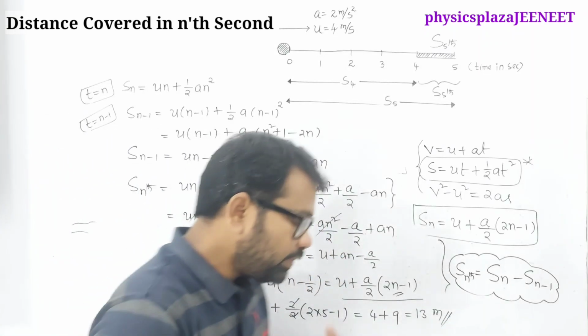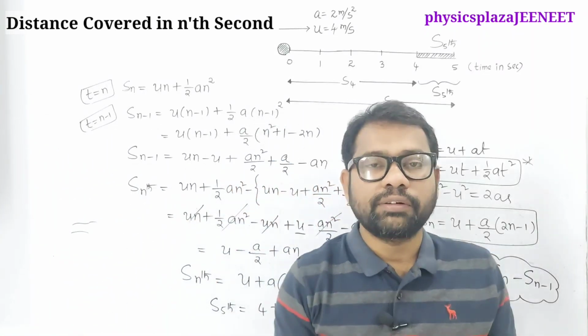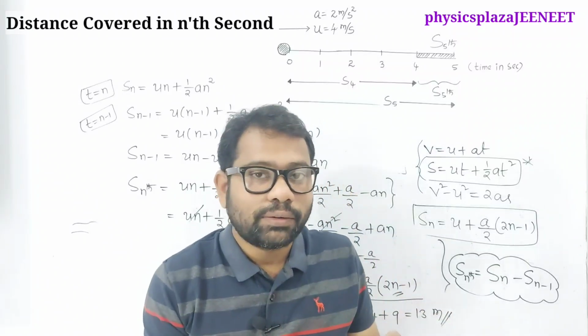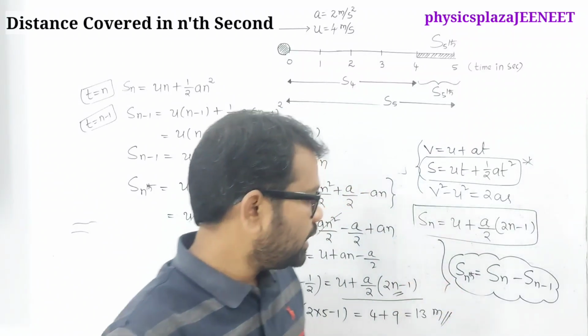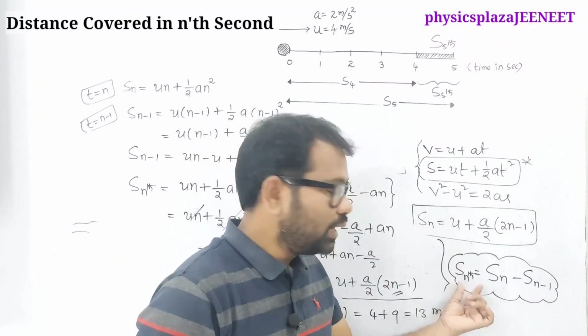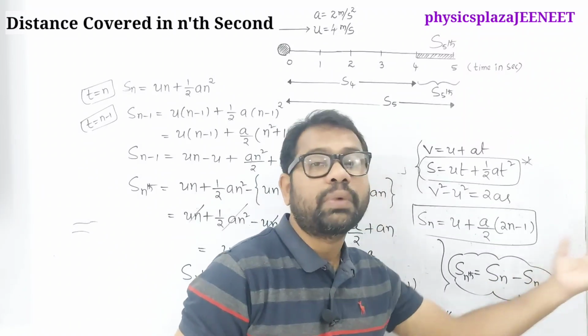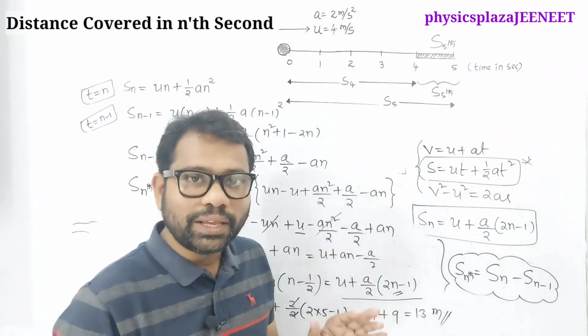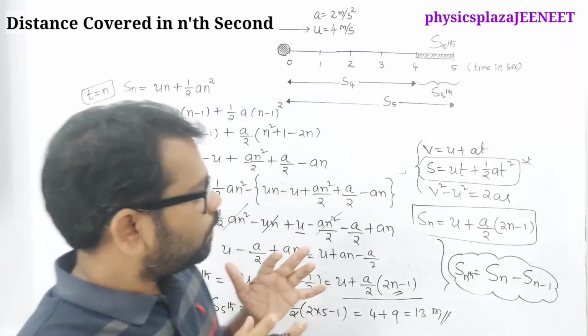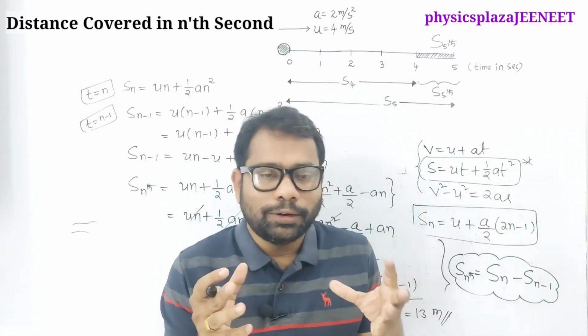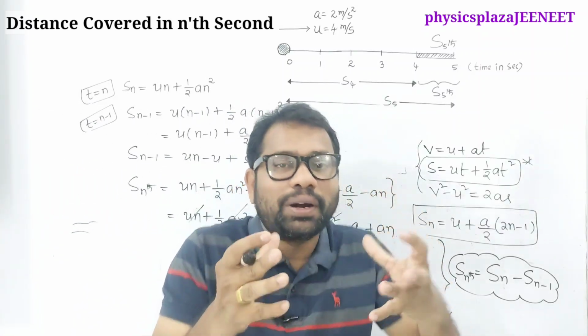So here, getting this is very important. Distance covered in n seconds and distance covered in the nth second. So children, distance covered in the nth second means what actually? Distance covered in n seconds minus distance covered in n minus 1 second. Hope it is clear. Just copy this. At least let us do one numerical so that you get complete command on this formula.